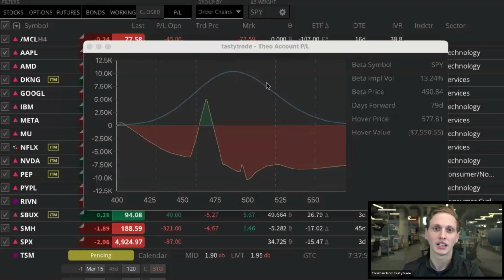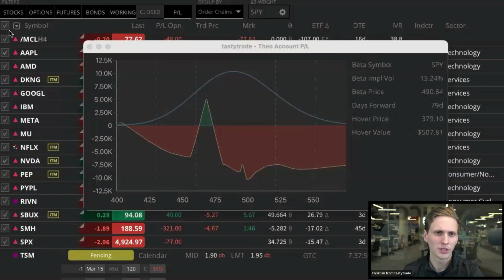You can see, okay, if SPY were to make a 1 standard deviation move up, the profit or P&L open on all of my net positions in my account is probably going to be around negative $7,500. So not looking too hot. It hurts. It hurts. But that is a quick snapshot of your portfolio.